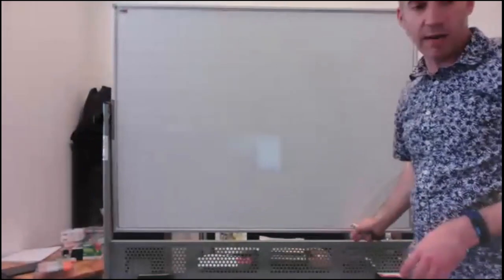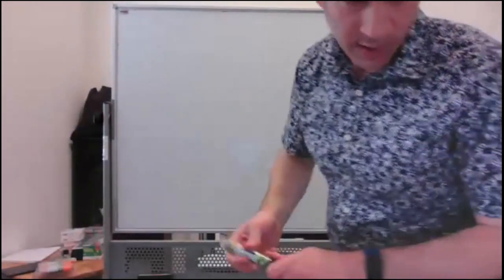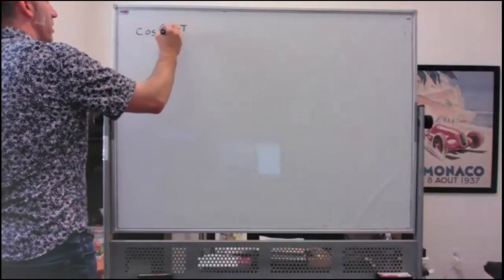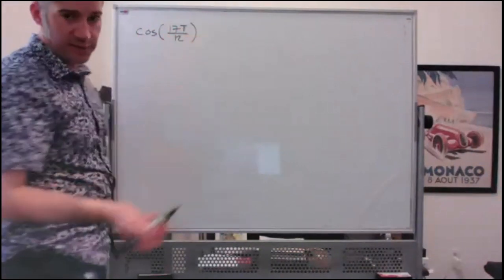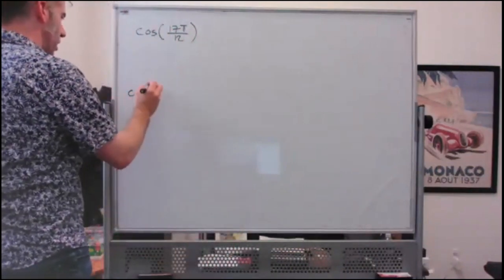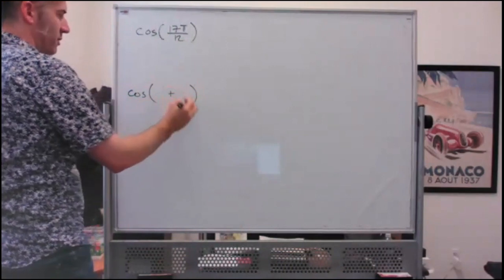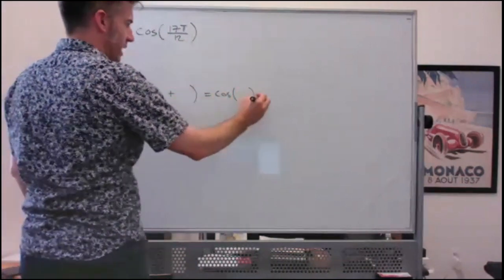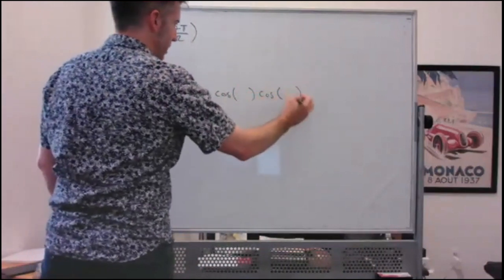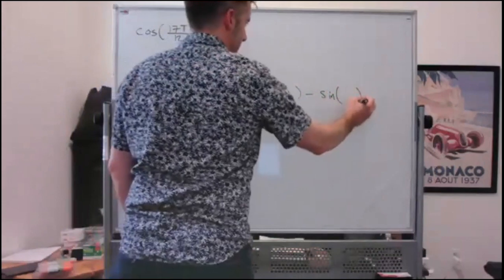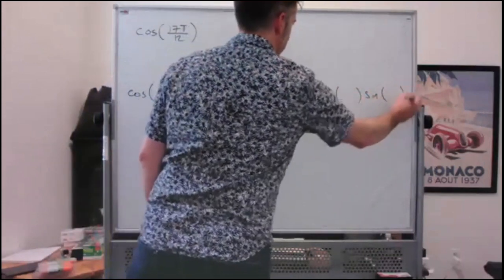The next one is not broken down for us. So the next one asks us to find cosine of 17 pi over 12. And they give us the cosine formula. It's going to be that cosine of something plus something is equal to cosine of the first angle times cosine of the second angle minus sine of the first angle times sine of the second angle.